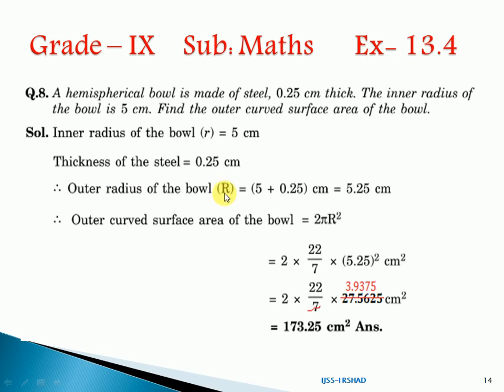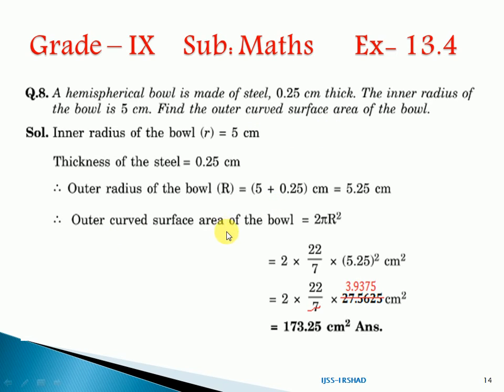So what will be the outer radius of the ball? I am writing here capital R. That will be the internal, that is 5, plus the thickness 0.25. Then you will get 5.25. This will be your outer radius. Now you got the outer radius, so you can get the outer curved surface area of the hemispherical ball.